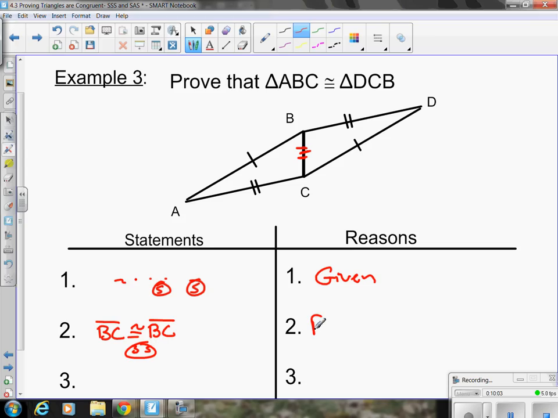And the reason for that is the reflexive property. And then I could say the triangles are congruent. And the reasoning for that would be side, side, side.